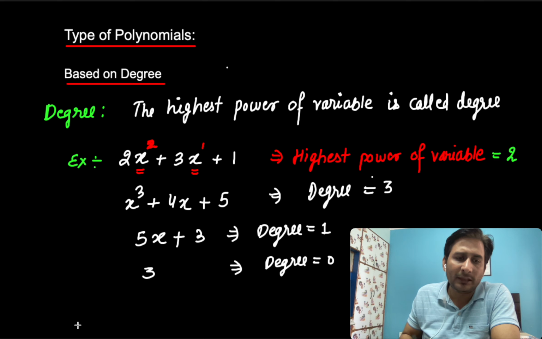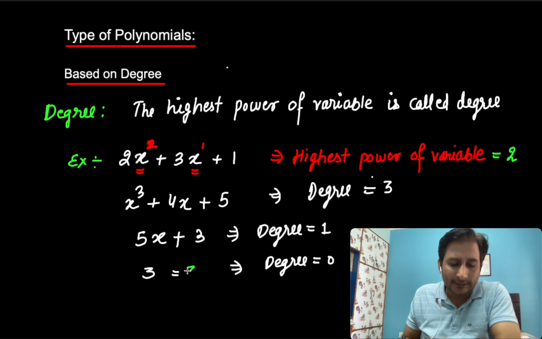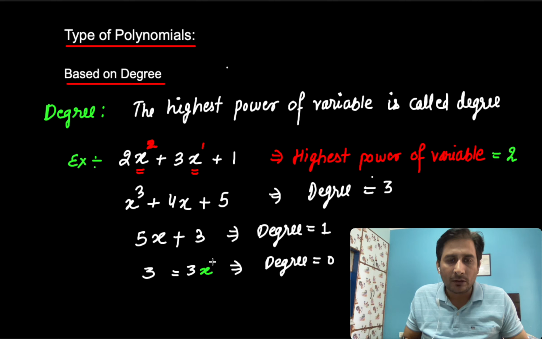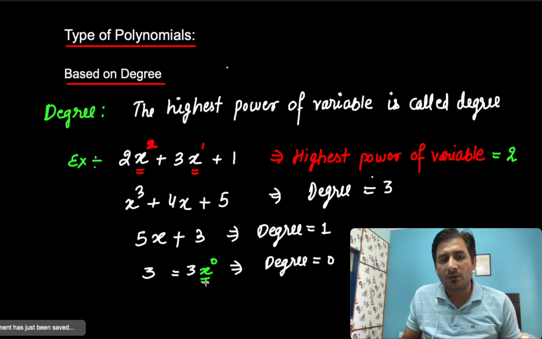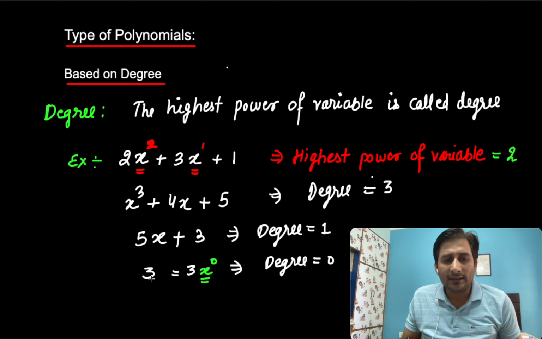Degree is 0. But there is no x, so how can you say that degree is 0? Sir, because x is not there. Yes, right. X is there, but it disappears. Why? Because its power becomes 0, right? So if it is written 3 only, x is also there, but it disappears because its power becomes 0. Its degree is equal to 0.